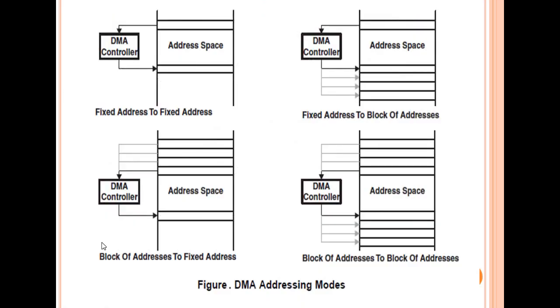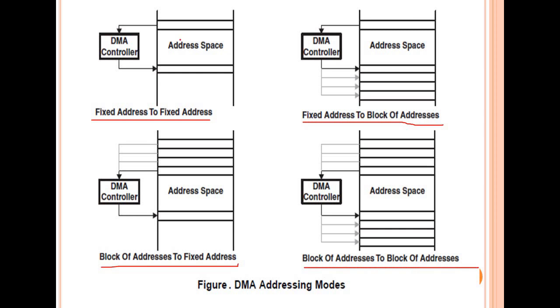And coming to address modes in DMA, four types of addressing modes are present in DMA data transfers. First one is fixed address to fixed address. Next one, fixed address to block of addresses. Next, block of addresses to fixed address, and block of addresses to block of addresses.